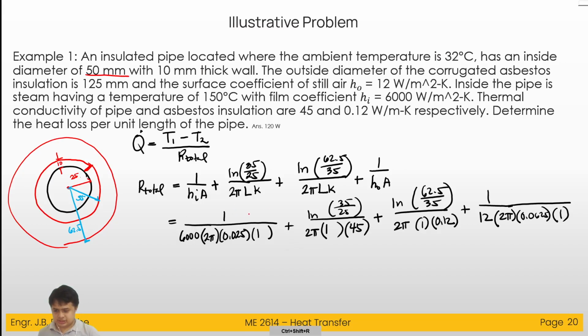So unit analysis: we have here watt per meter squared Kelvin, times meter squared, so you have watt per Kelvin. I'm sorry, it will be Kelvin per watt. This will be unitless, this is meter, and then this is watt per meter Kelvin, so Kelvin per watt again.